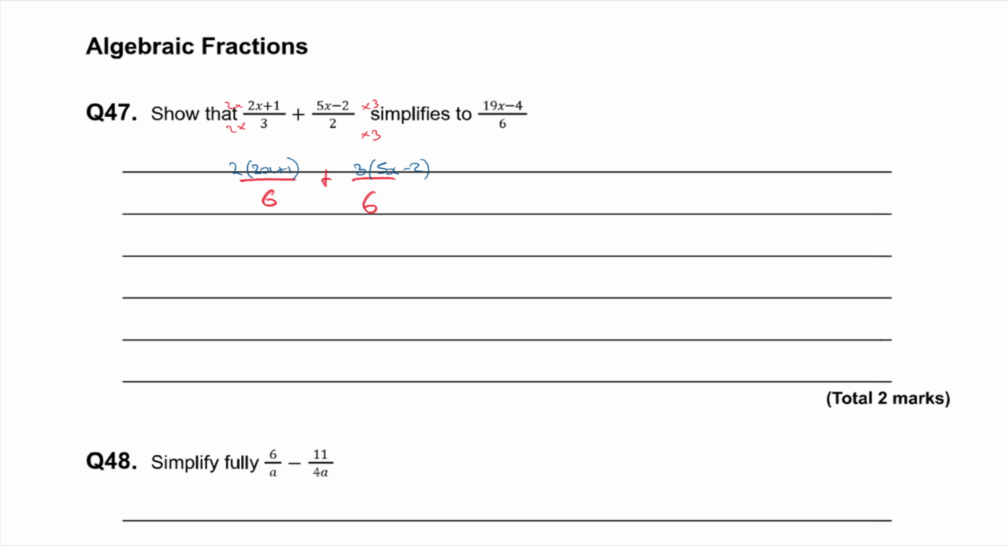Okay, so putting that over one denominator and multiplying out the brackets. So I've got 2 lots of 2x and 2 lots of 1. That's going to give me 4x plus 2. And I've got 3 lots of 5x and 3 lots of minus 2. So that's giving me 15x minus 6. Okay, collecting like terms, I've got a 4x and a 15x. And I've got a 2 and a minus 6. So 4x plus 15x is 19x. And 2 and minus 6 is minus 4. So I'm getting 19x minus 4 all over 6. Oh look, that's the same as that one.